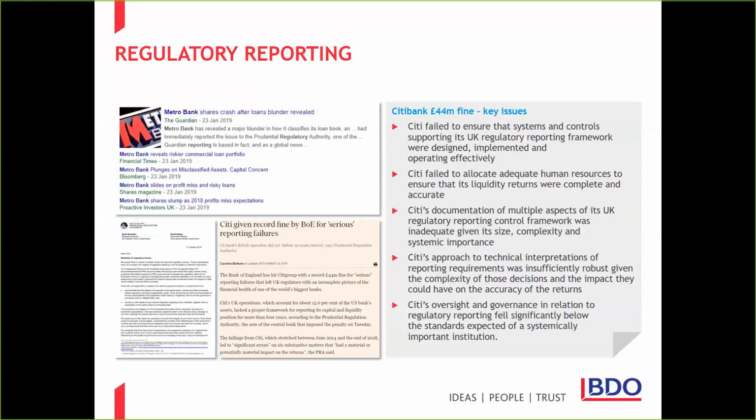The documentation is poor, and the technical interpretation is not right. Again, we talked about that: it hasn't been elevated to the right decision makers, and the overall board and second line oversight is not there. As a result, they were fined spectacularly, and also have a huge remediation program as well, which I'm sure will cost probably the same amount. So again, it is incredibly important to get your regulatory reporting right.